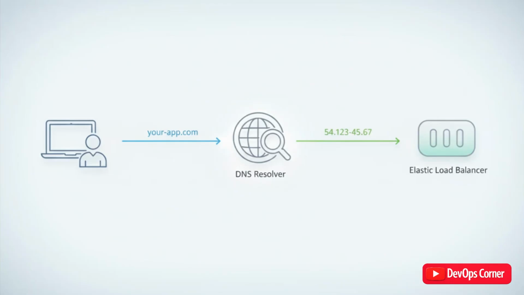The whole process kicks off the second a user types in your domain name. Their computer fires off a DNS query to figure out what IP address that name points to. And here's the first key point. This IP address doesn't belong to one of your servers. It belongs to the load balancer itself. And you know what? The very first potential bottleneck in this entire chain happens right here with DNS, before your infrastructure even gets a chance to do anything.